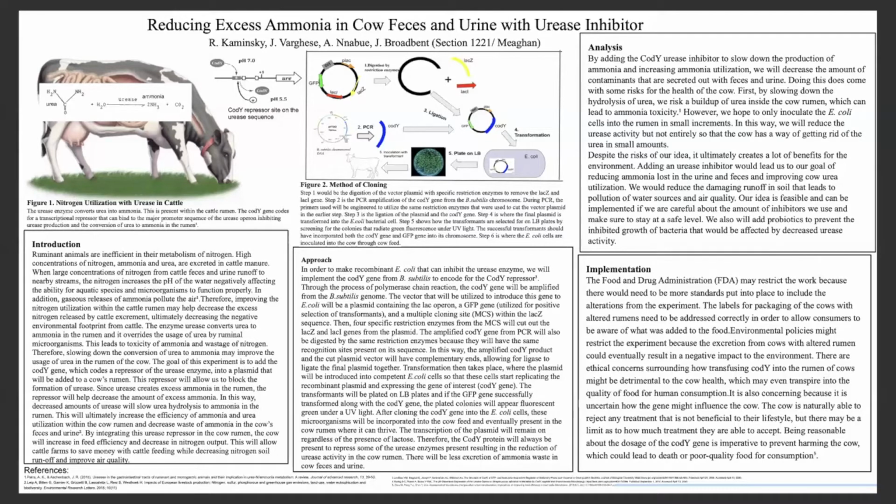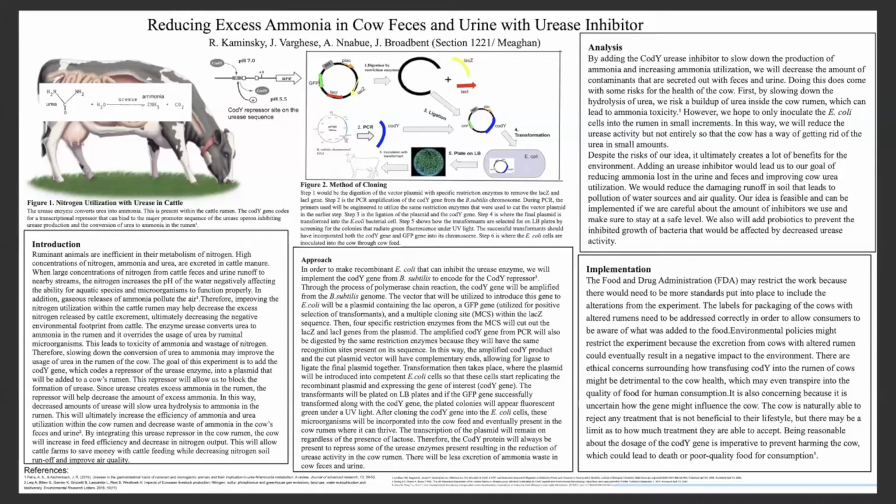By integrating this urease repressor in the cow rumen, the cow will increase in feed efficiency and decrease in nitrogen output. This will allow cattle farms to save money with cattle feeding while decreasing nitrogen soil runoff and improving air quality.